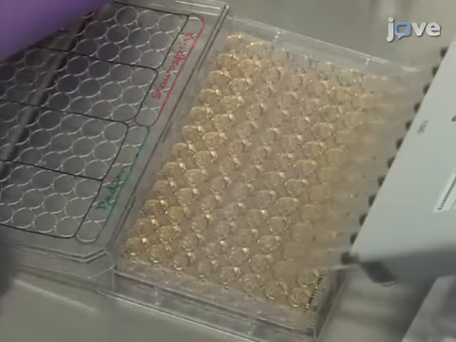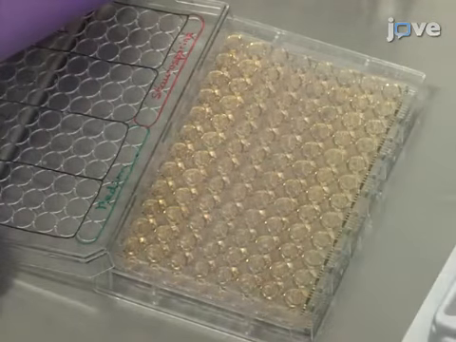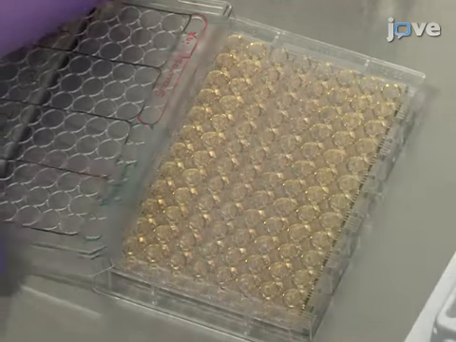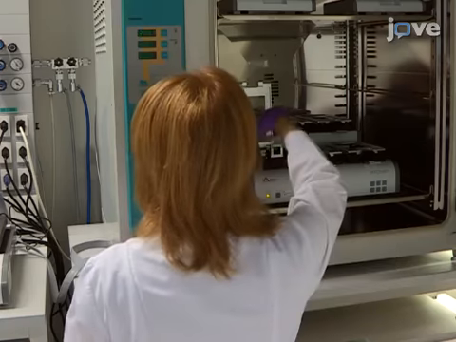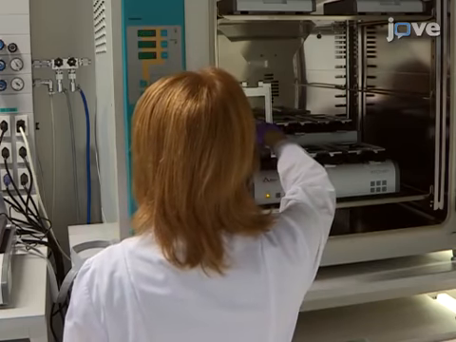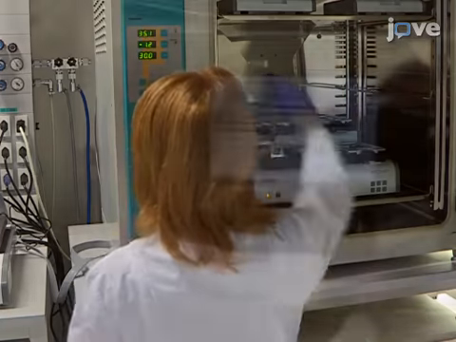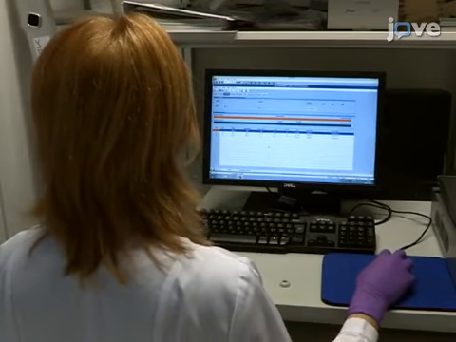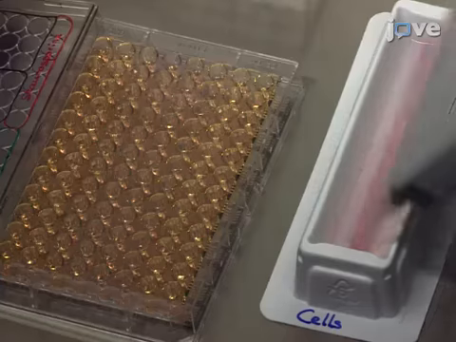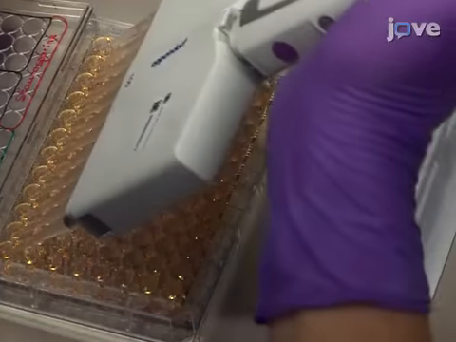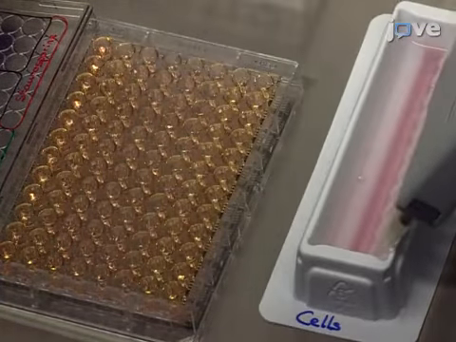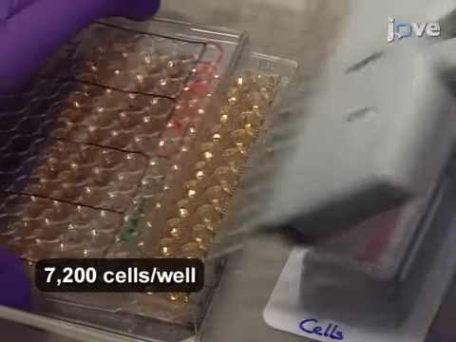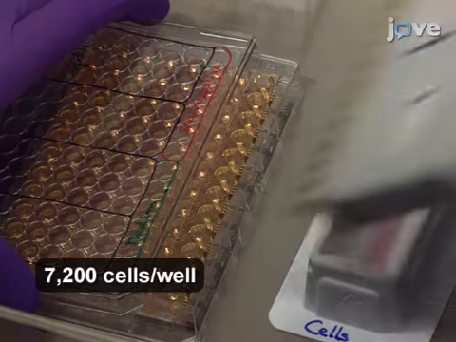Measure the plate background by pipetting 50 microliters of pre-warmed medium into each well of a 96-well RTCA plate. This step represents a technical requirement for the instrument to calculate the medium electrical resistance to use as a baseline reference for cell-based calculations. Next, add 50 microliters of cell suspension at a concentration of 144,000 cells per milliliter to the medium already in each well of the RTCA plate.